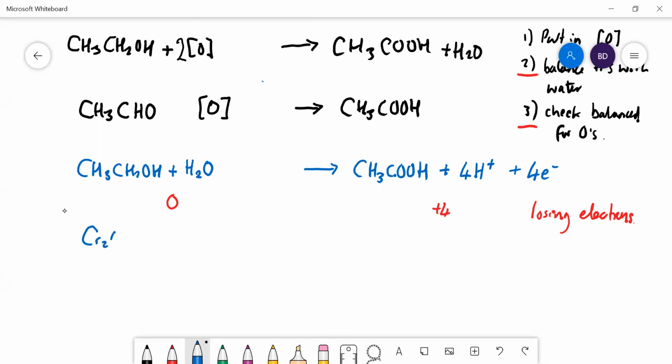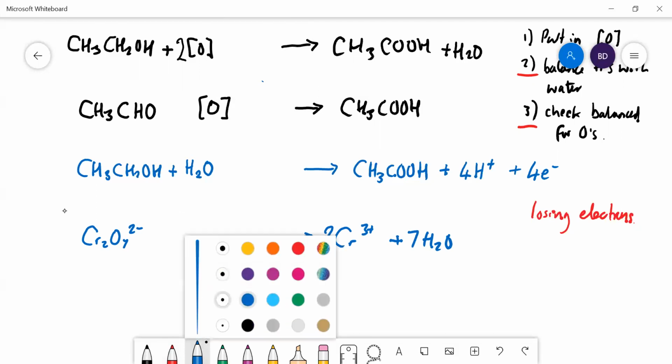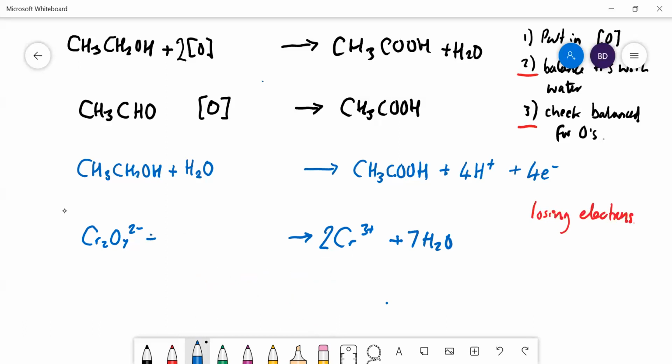So we've got Cr2O7 2-, that's dichromate, and that's orange. It gets reduced to green chromium, so I need to double that. Balance for oxygens: I've got 7 on this side and none on this side, so I need 7H2O there. Next thing to do is to balance for hydrogens. I've got 14 on the right and none on the left, so I've got to put 14H+. That's why you need sulfuric acid to provide all those protons.